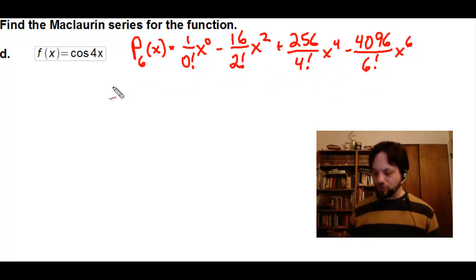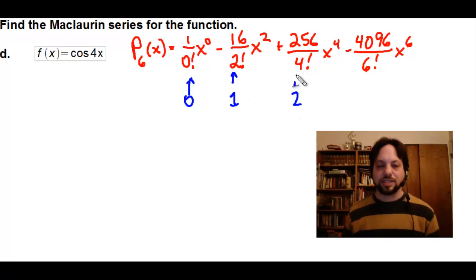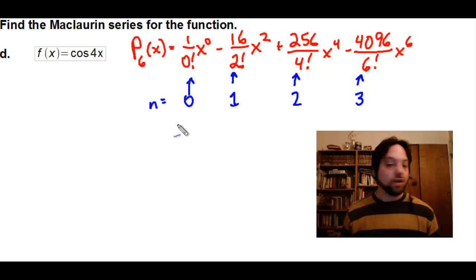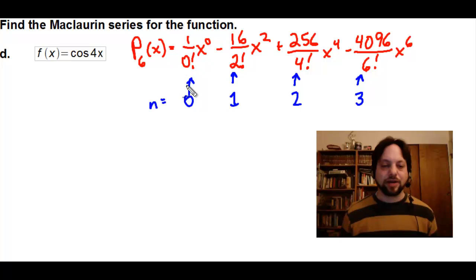That's the big question. Do you see any patterns? Remember, of course, that this is the 0th term. This is the first term. This is the second term. And this is the third term, as far as what n equals on each of these. n equals 0, 1, 2, 3. Do you see the pattern? Well, certainly the denominator looks like it's going to be n doubled and then factorial.